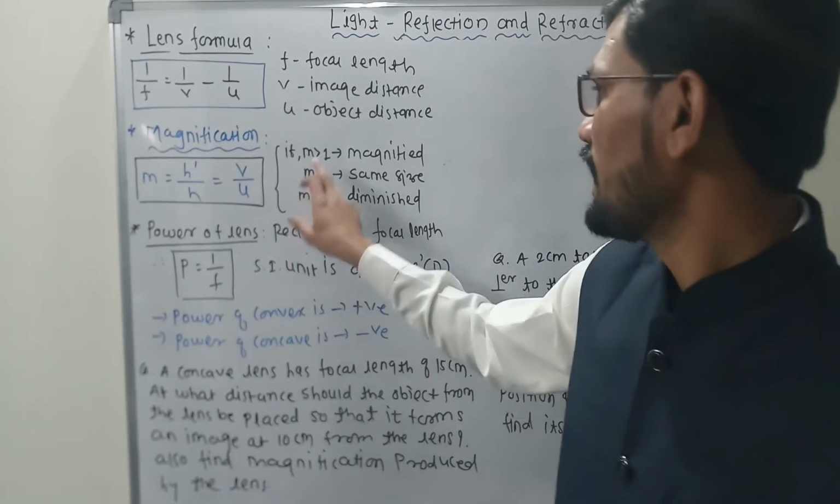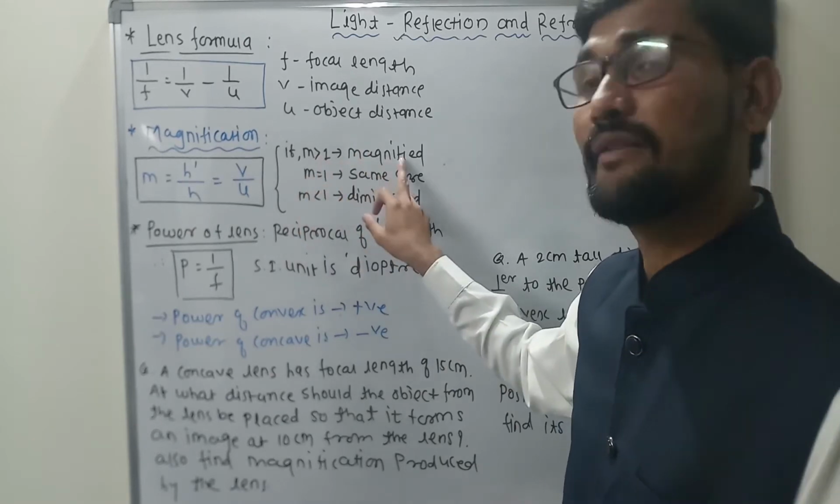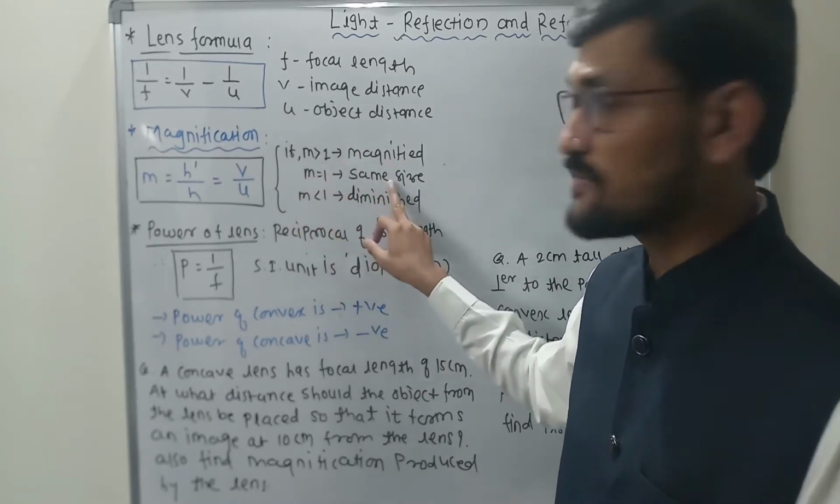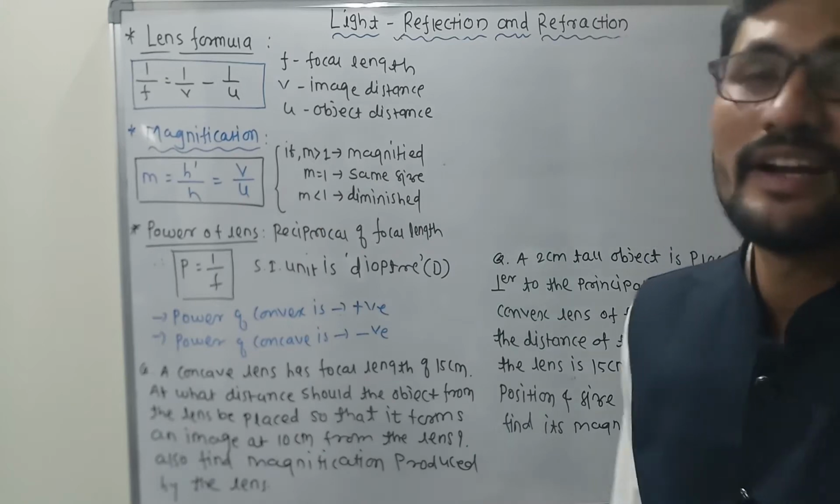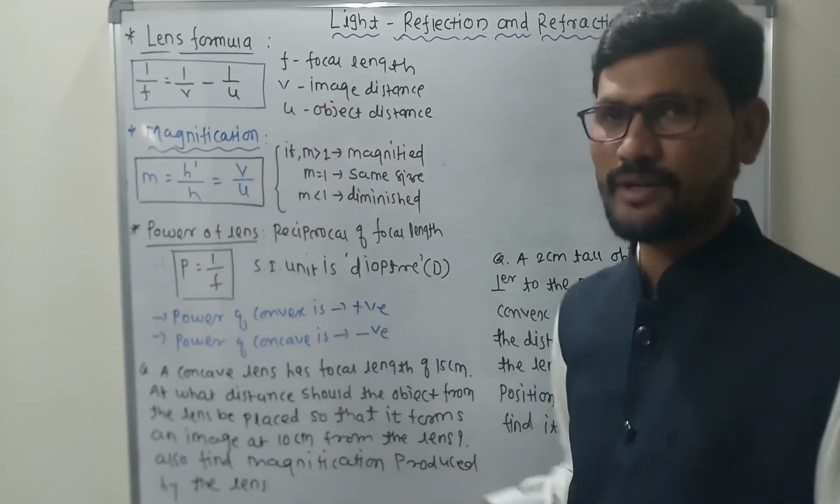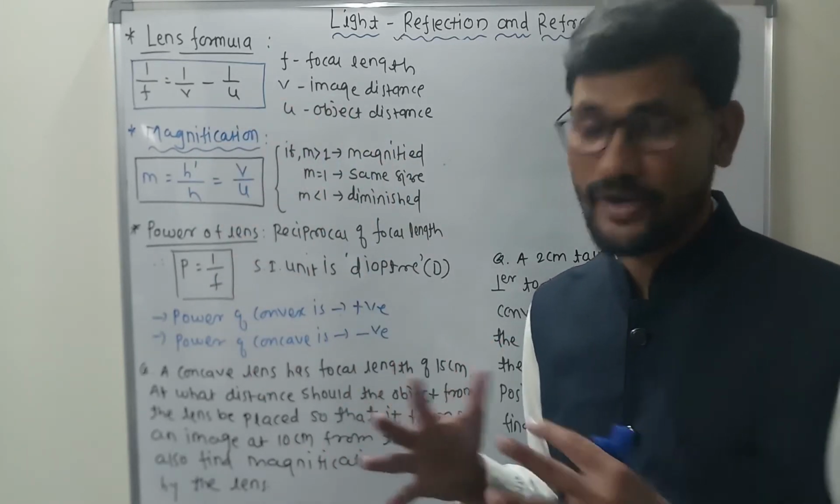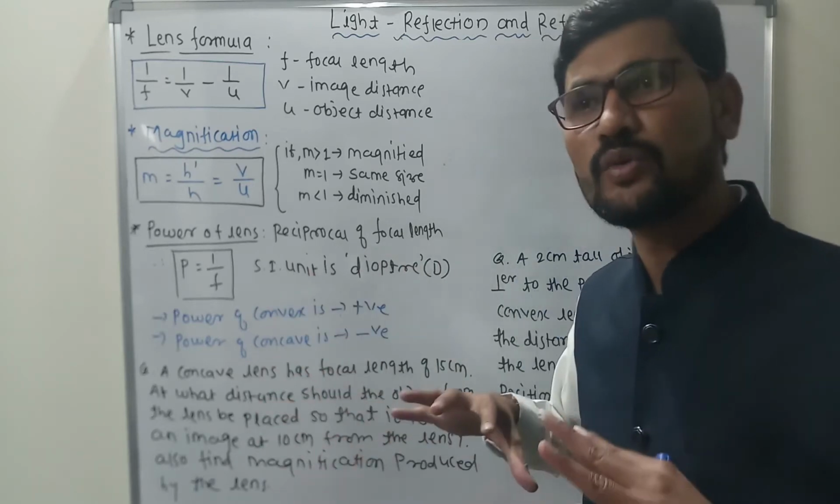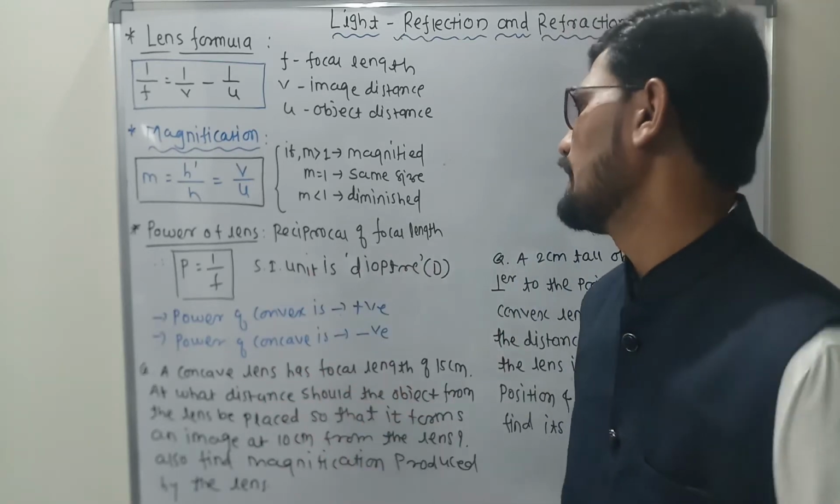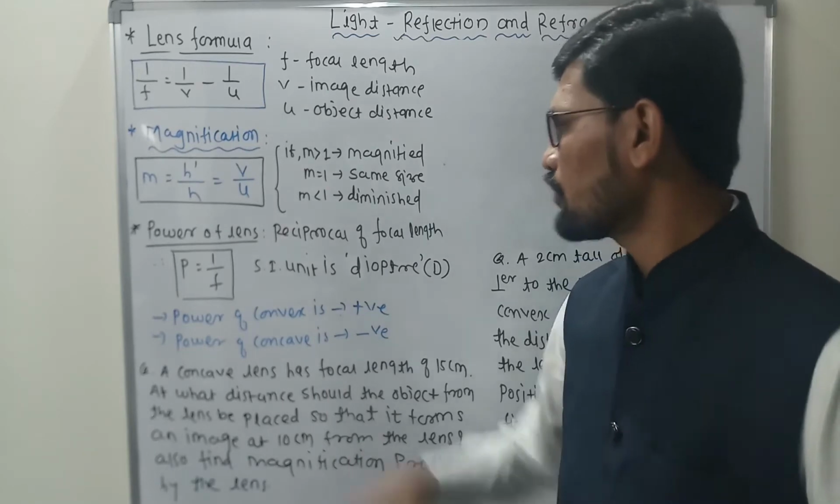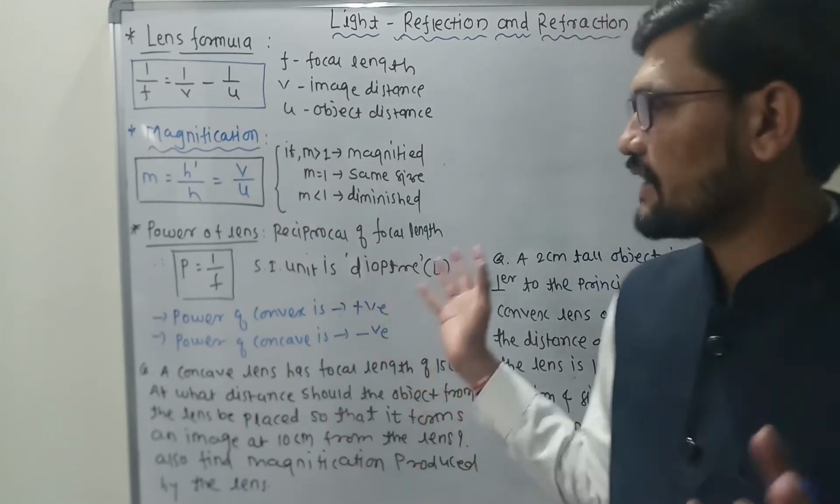Now remember, if m is greater than 1, the image is magnified. m equal to 1, the image is the same size. m is less than 1, the image is diminished. So this has to be remembered just to identify and to get a clear idea when you come to the conclusion of the question. Clear? Now related to that, the lens formula, we saw all these things, the sign conventions and everything.